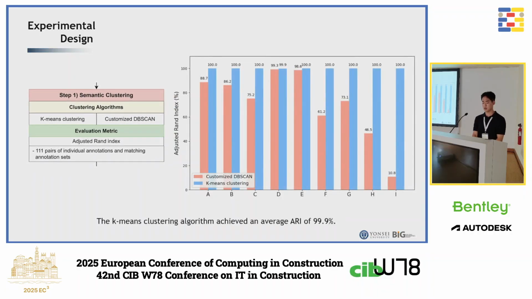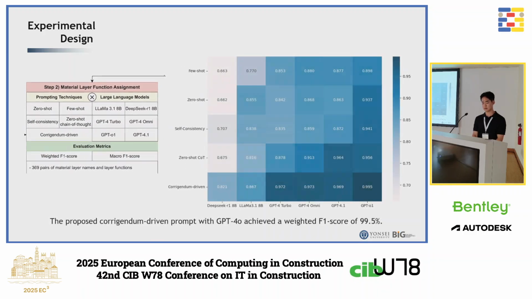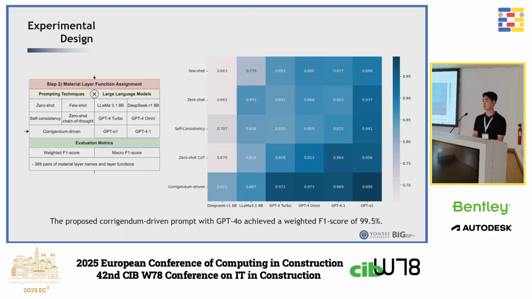In step 1, we evaluated clustering performance using the adjusted Rand index. Among the tested methods, K-means clustering achieved the best result with an average ARI of 99.9%. In step 2, we used weighted F1 score and macro F1 score to handle data imbalance. The best result came from our correspondence-driven prompt combined with GPT-o1, achieving a weighted F1 score of 99.5%.